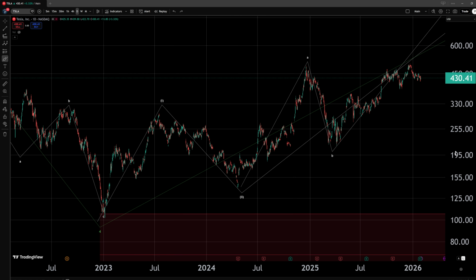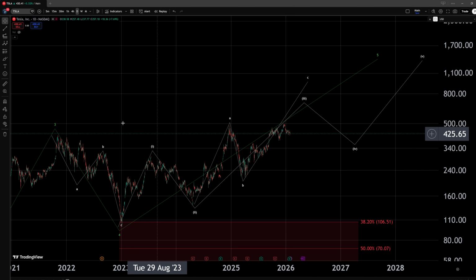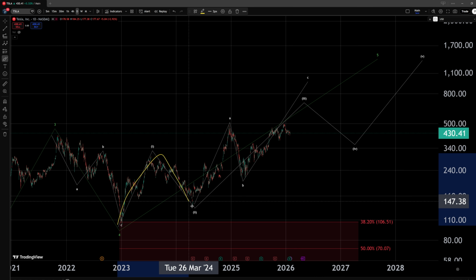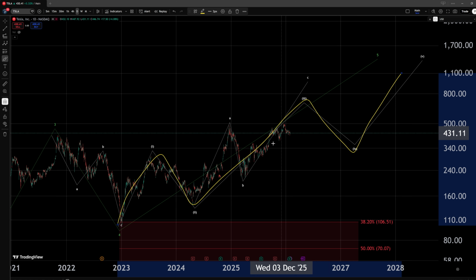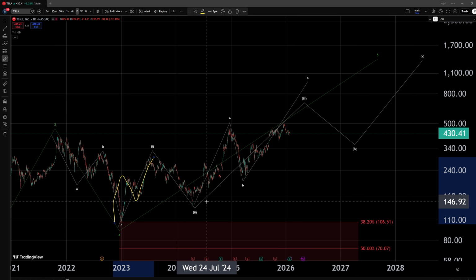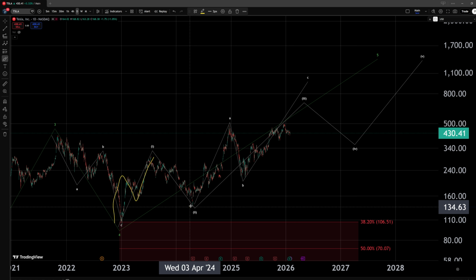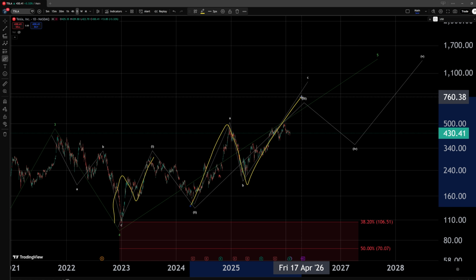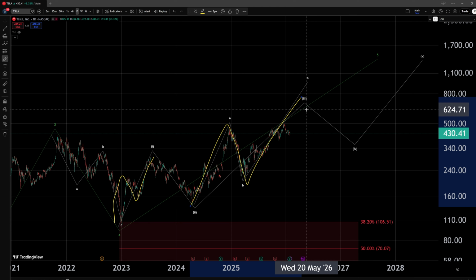This fifth wave being a diagonal pattern means that within each of the subwaves of this entire 5-wave move to the upside, we expect to build only an ABC structure, a 3-wave pattern within the larger wave tree as well.